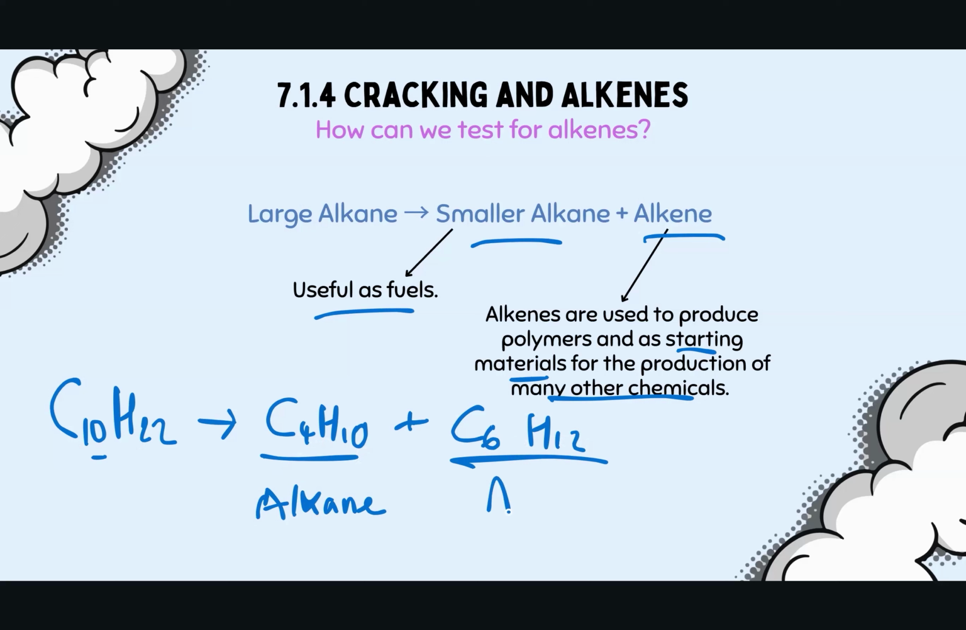Here, however, the number of hydrogens is double the number of carbons. So this is an alkene. So it's impossible to make just alkanes. It always makes an alkane and an alkene.